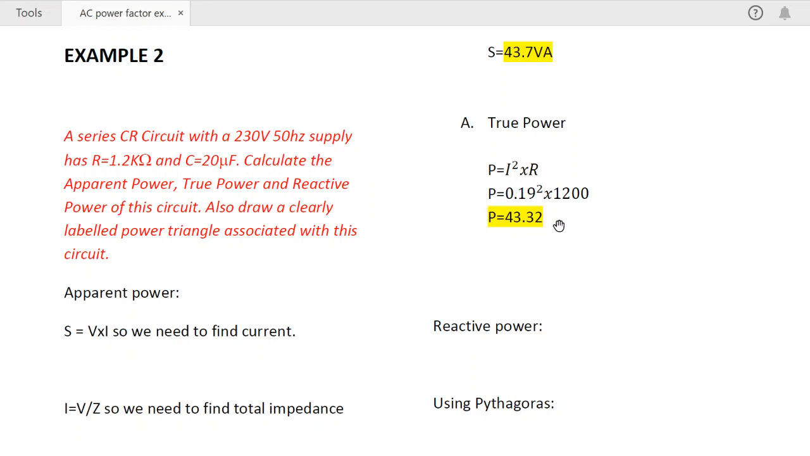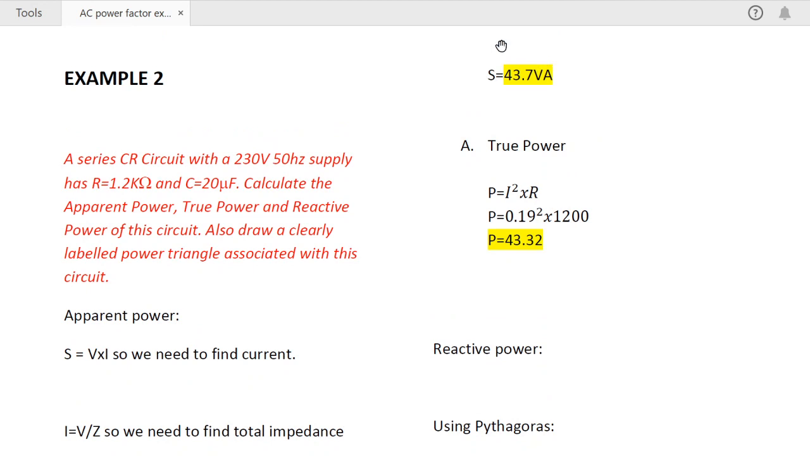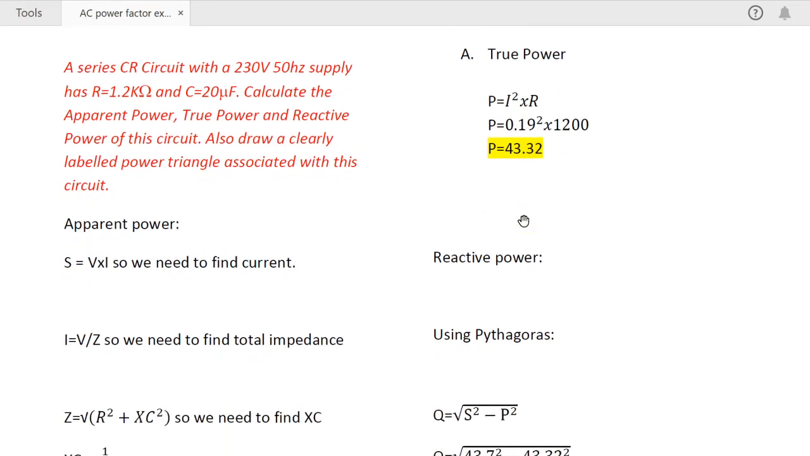And that gives us a total true power of 43.32. So that gives us two sides of our power triangle: apparent power and true power. The hypotenuse is the apparent power, and true power will be the bottom horizontal side.